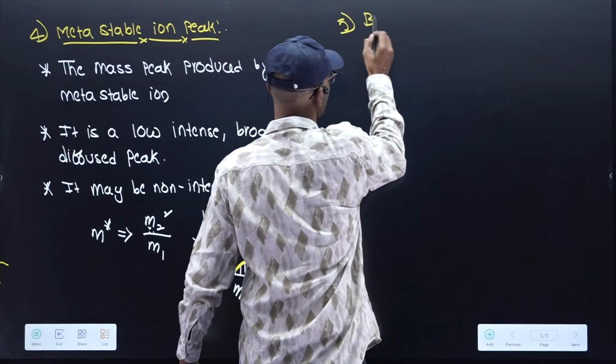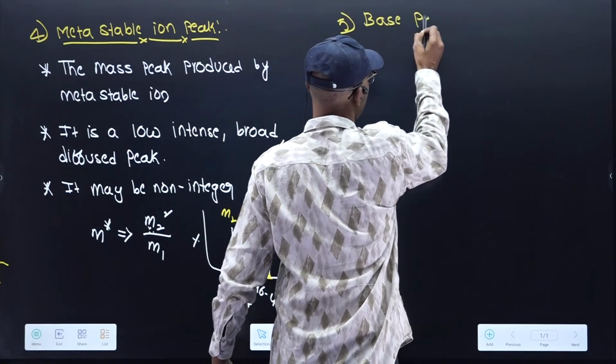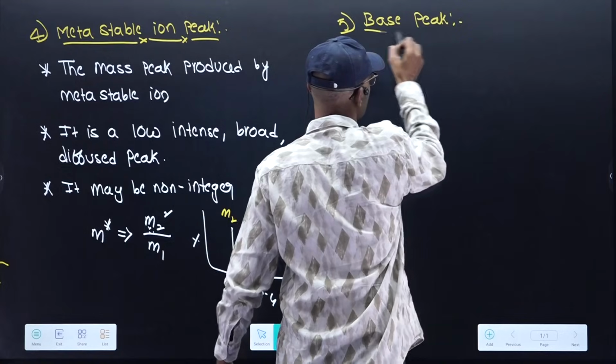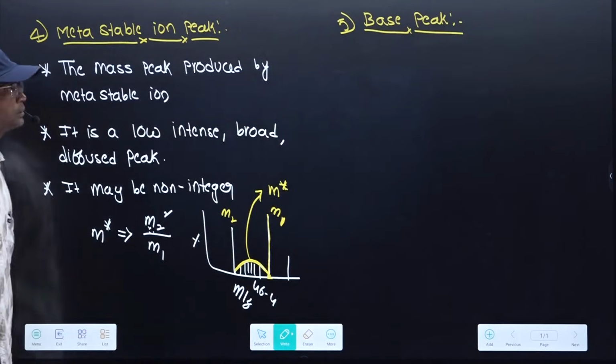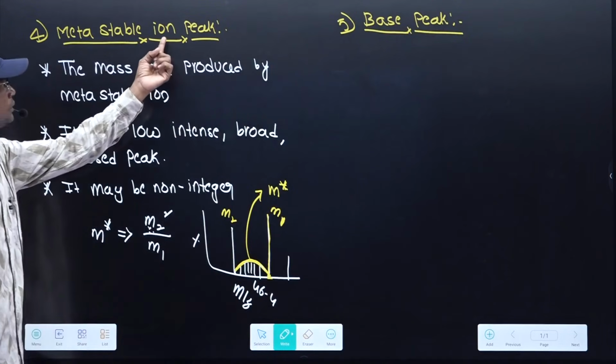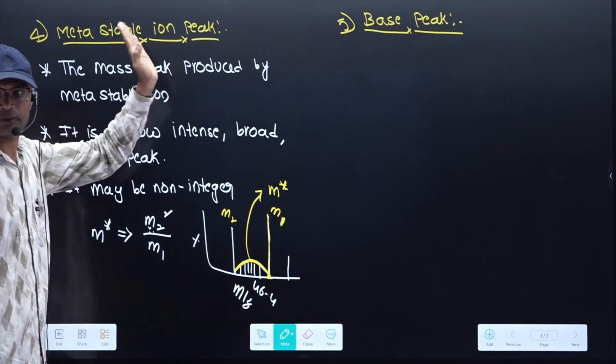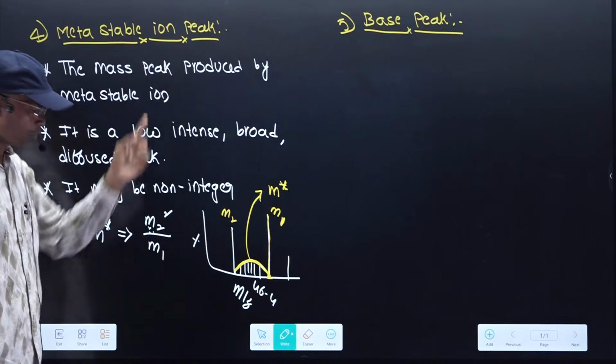Okay, that is metastable. And go through base peak. These questions I will give later. What is this metastable ion? How to calculate that? But only one point you remember: these ions are produced in the mass analyzer. That's it. Okay, you remember this formula.